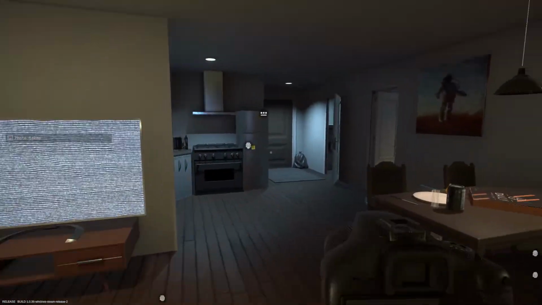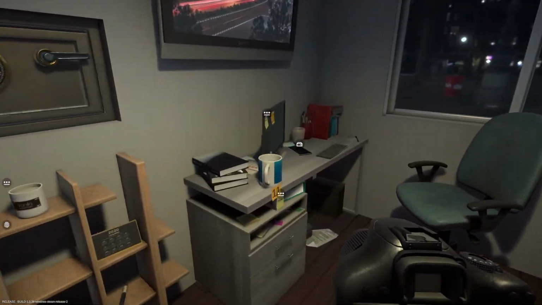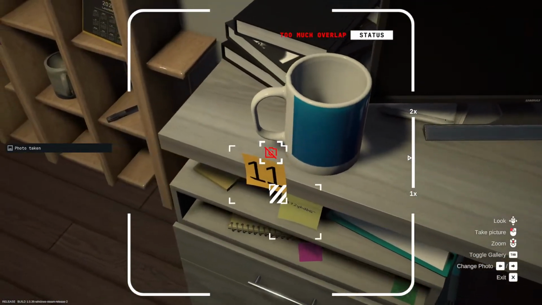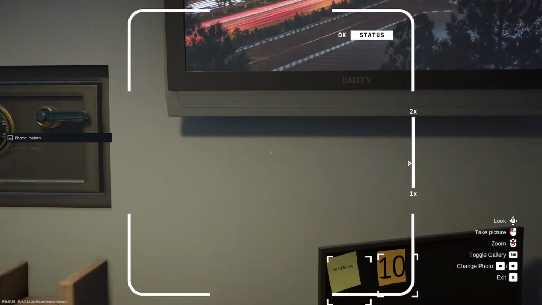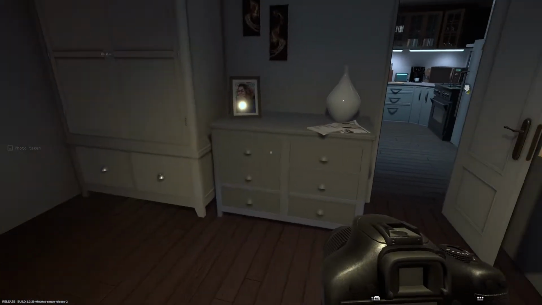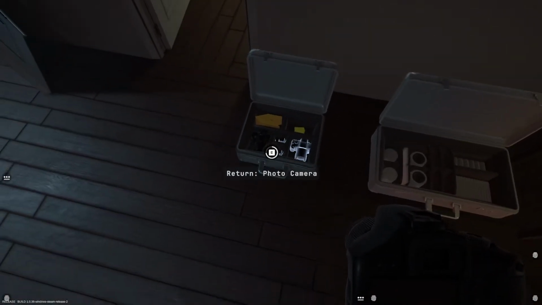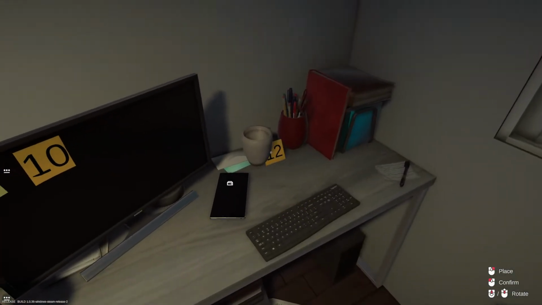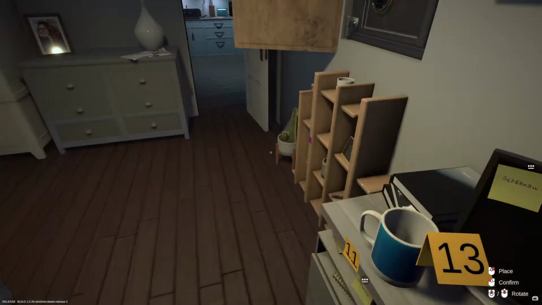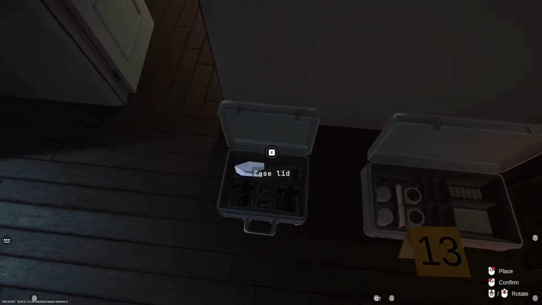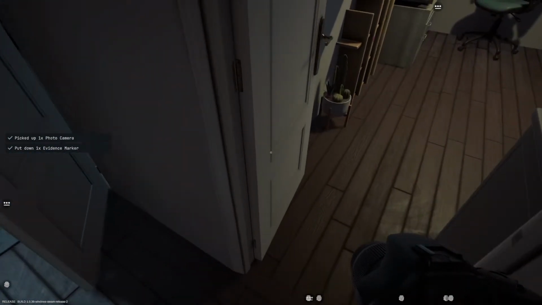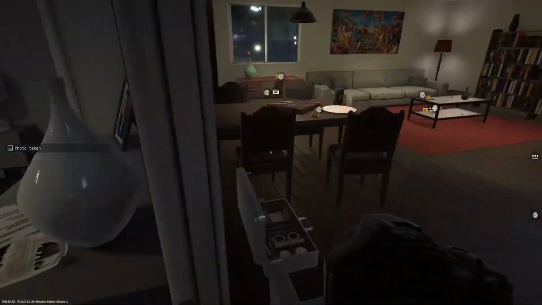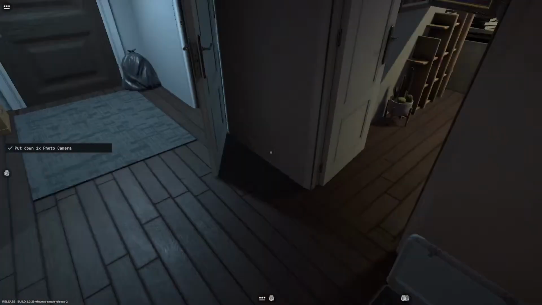Okay, let's go to the other room. Oh, there's a phone there too, okay. I did not see that at first. Let me get another evidence marker there. I did not see that. There we go. See, it's very easy to miss things. Let's get a picture of that phone. Got it. Alright, everything has been taken a picture of.